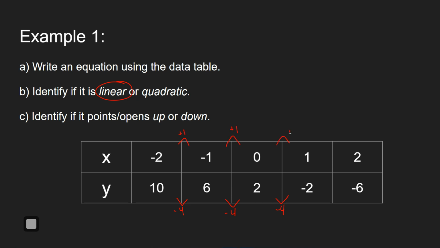So we're going to look at our slope to figure out if this opens up or down. Our change in y over change in x. Change in y we said was negative 4 over 1. m is equal to negative 4. Remember, if m is negative, if the slope is negative, this is going to point downwards.